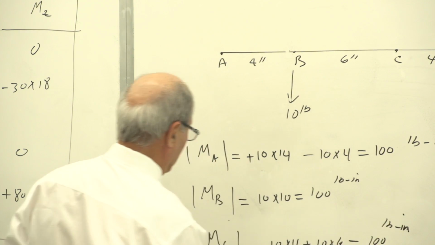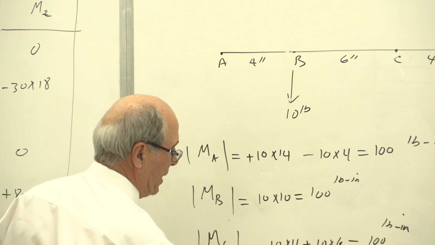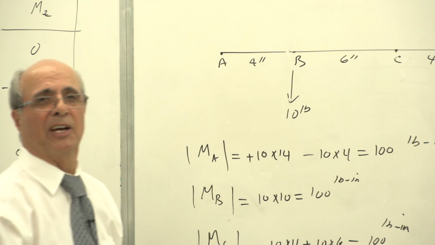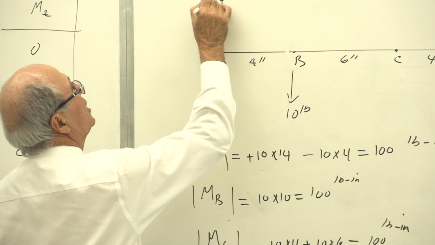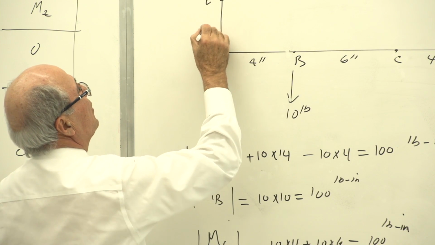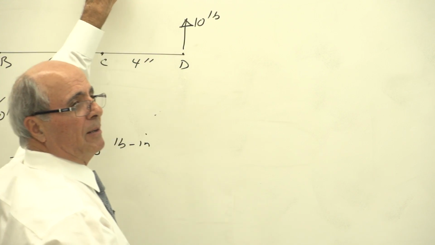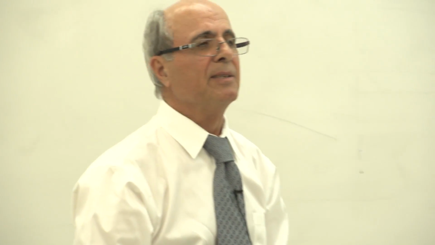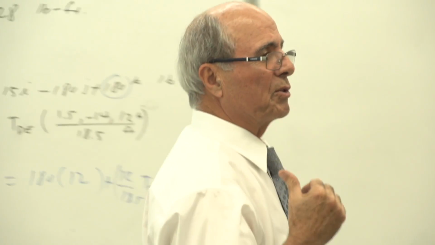Okay. Can you guess what the moment about D is? 100 pound-inch. Very good, I'm glad. See, 100, 100, 100. Yes? By the way, taking moment about this point E, which has 5 inches here, would again be equal to 100. Taking moment about here would be 100. Taking moment about what's happening here? Why is this the case? Is there anything special about these two forces?